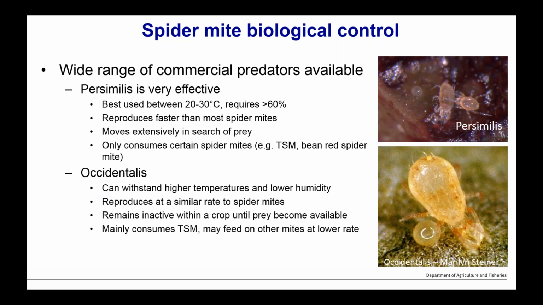So Occidentalis is a different species of predatory mite. It can withstand higher temperatures, peaks of higher temperatures and lower humidity than Persimilis, and it reproduces at a similar rate to spider mites. It can sometimes remain inactive in a crop until prey become available. So if you put it out thinking we're likely to have these spider mites, it can be inactive for a number of weeks, and then when their prey become available, they pop up and will start feeding on those spider mites. So it mainly consumes two-spotted mite, and it may feed on other spider mites and other groups of mites at a lower rate.